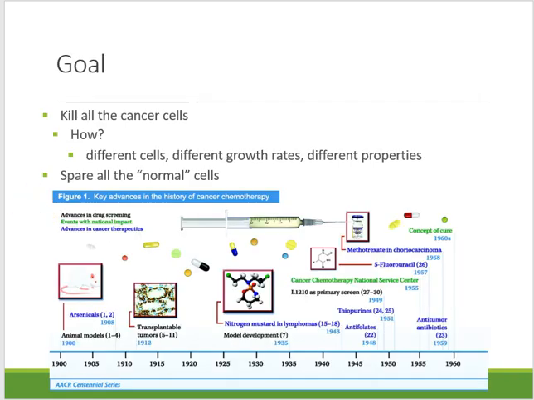So first off, the goal with chemotherapy is to kill all the cancer cells, all of them. And how do we do this? Because if one is left, it can repopulate and multiply. So we give chemotherapeutic agents, we give radiation. Chemo is a piece of the treatment.